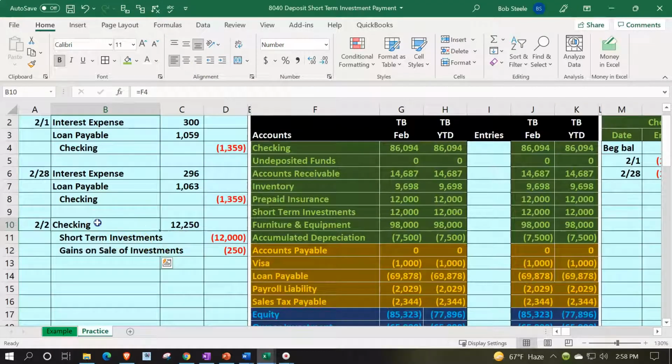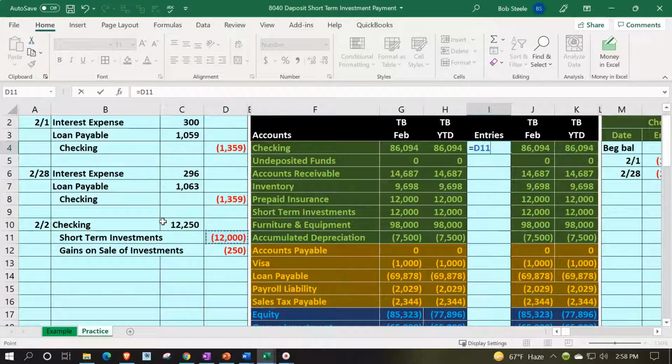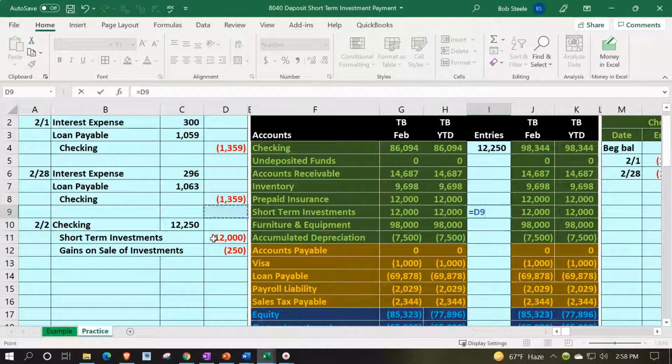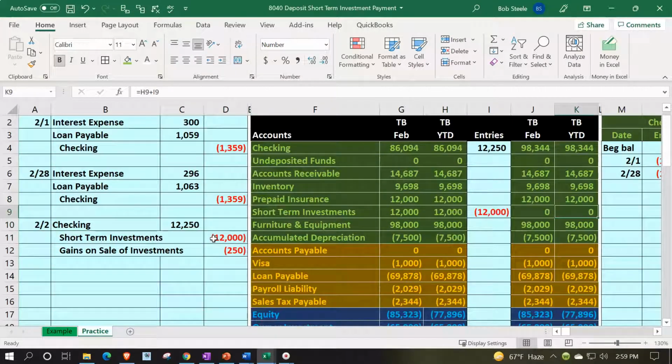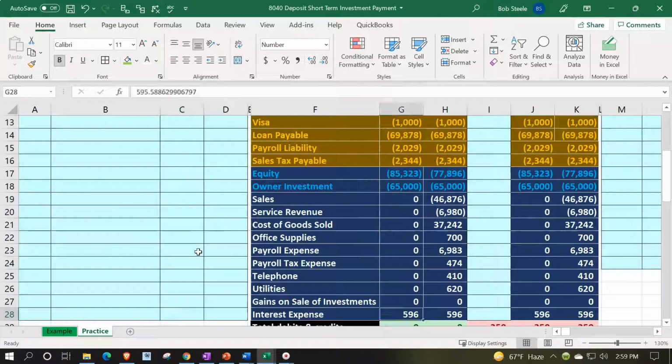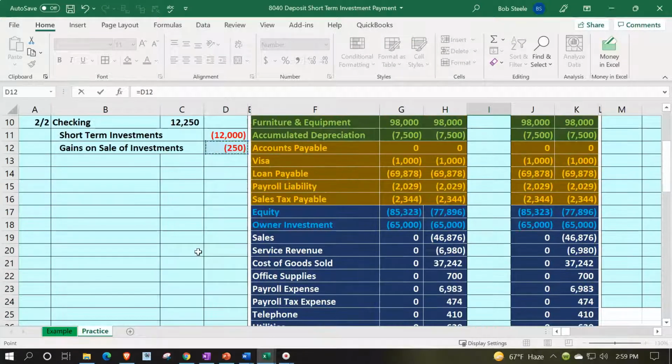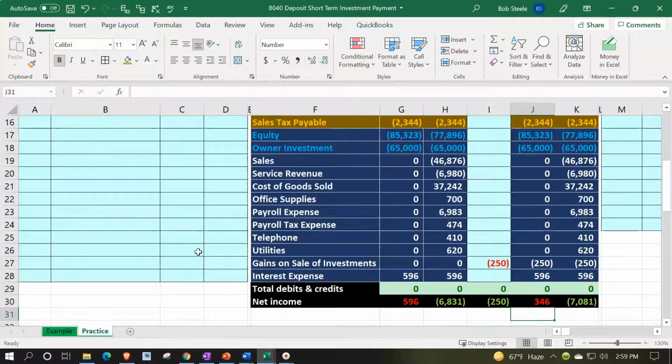Let's post it out, see what happens. Checking account should be going up. Let's go on up to the checking account in I4 equals. We're going to pick up that $12,250, both the Feb and the year to date doing the same things because we're on the balance sheet side of things. Short-term investment is here in I9 equals the 12,000, both going down here on the balance sheet. And then we've got the gain, which is going to be down below in I27 equals, and we will pick up that 250. And you can see then that's going to be an income.